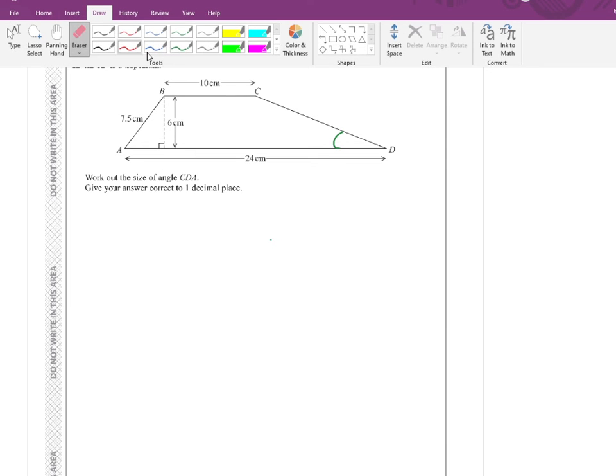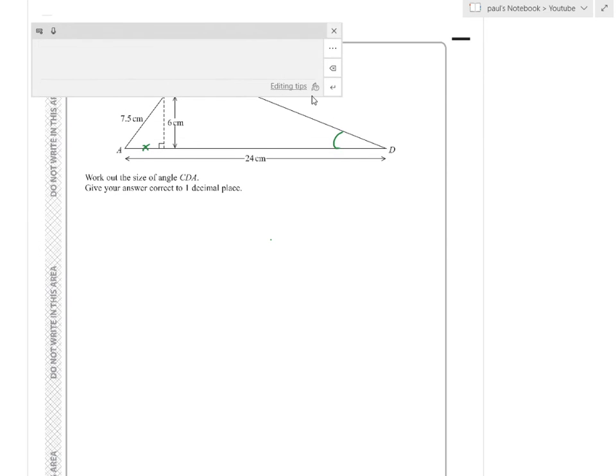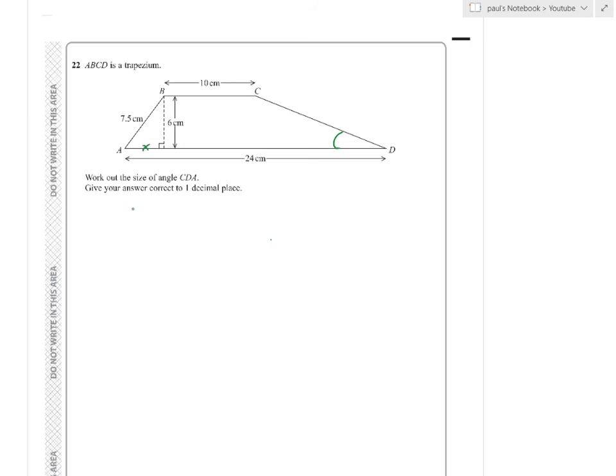Right. So my first thought was Pythagoras to find out this distance here. So 7.5 squared minus 6 squared equals, I'll call it x squared. So 7.5 squared minus 6 squared equals that, and the square root of that answer is 4.5. So x equals 4.5. So I've got 4.5 there, 4.5.